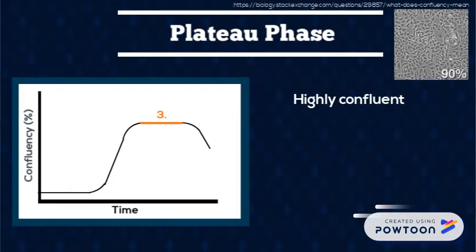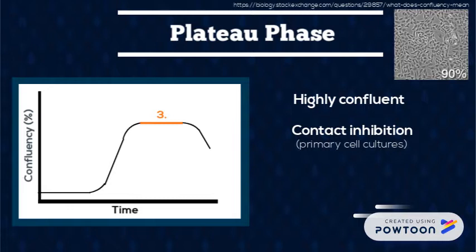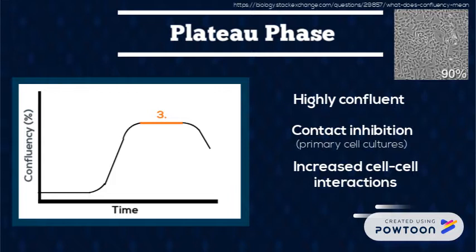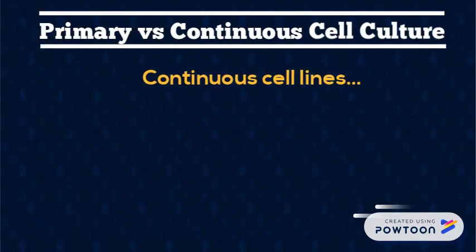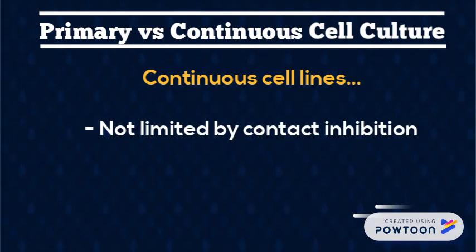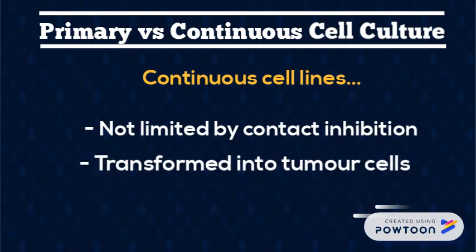As space on the cell culture dish becomes limited, cells enter the plateau phase. Contact inhibition causes changes in gene expression and increased cell-to-cell interaction. As primary cells exhibit contact inhibition, they become arrested in the G0/G1 phase and stop dividing. This is more closely representative of certain cell types in vivo. In contrast to primary cell lines, continuous cell cultures are not limited in growth by contact inhibition because they are transformed into tumor cells.